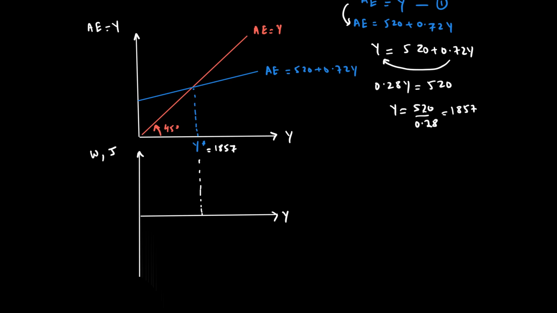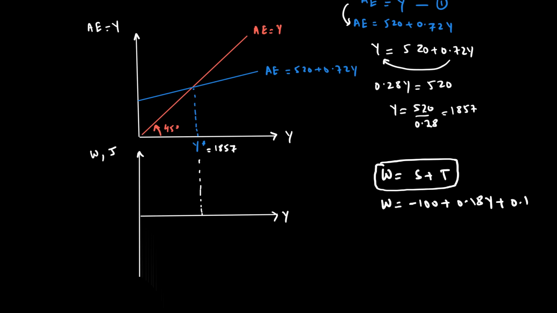What is my withdrawal equation? My withdrawal equation now is simply S plus T. Now I have added T in my withdrawal as well. So now my new withdrawal equation will be minus 100 plus 0.18y. Remember, this is after tax, plus 0.1y, which means withdrawal becomes minus 100 plus 0.28y.